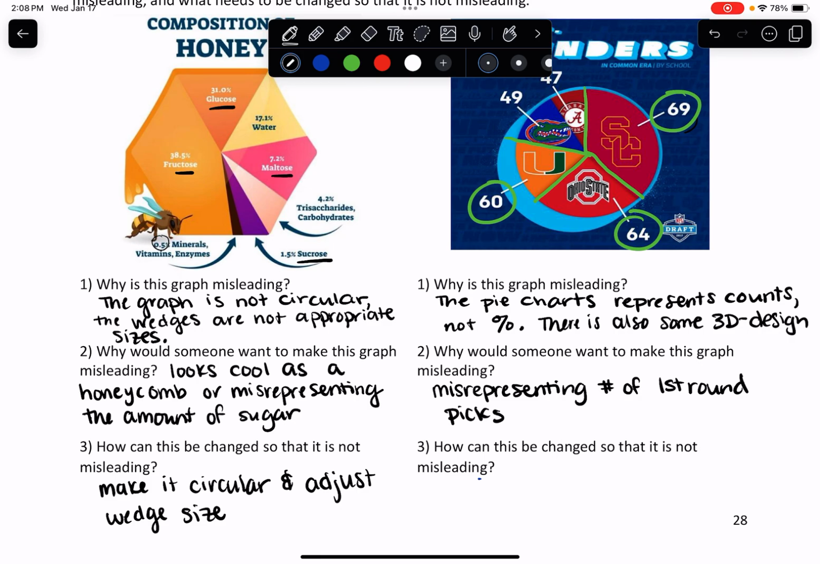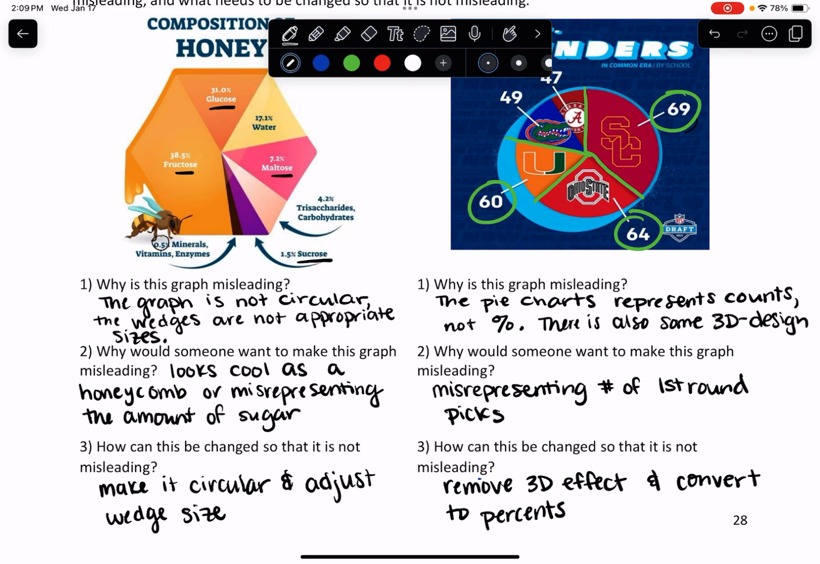And something we can do, we can remove the 3D display or the 3D effect and convert the data to percentages. So that's two examples that we did together.